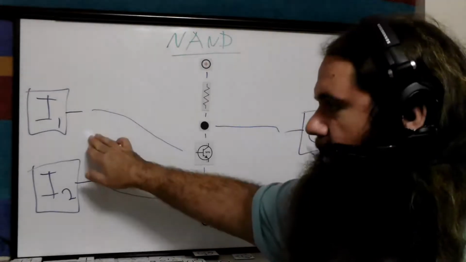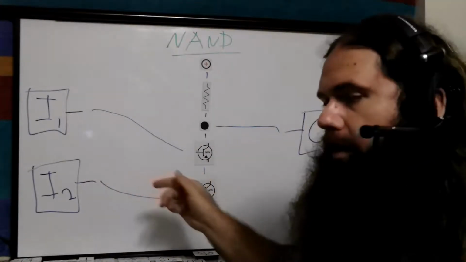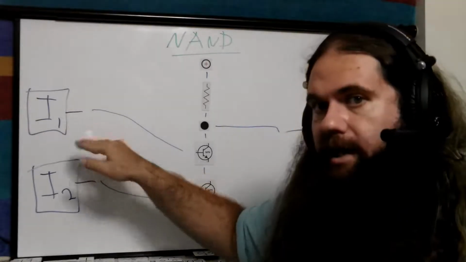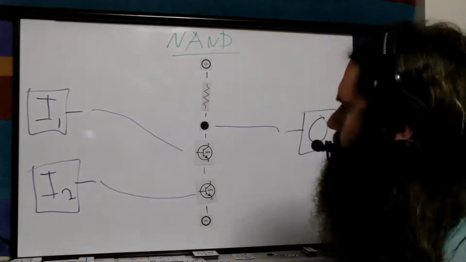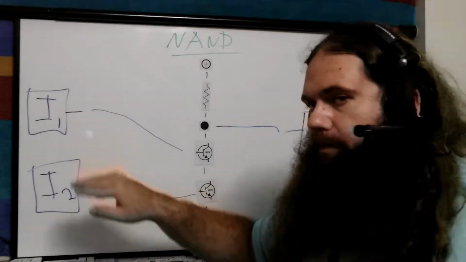So we should just get the opposite. For the AND gate, if this is high and this is high, we want a high out. Otherwise, we want a low. In this case, if this is high and this is high, we want a low. Otherwise, we want a high. So let's go through it. Let's say they're both high.